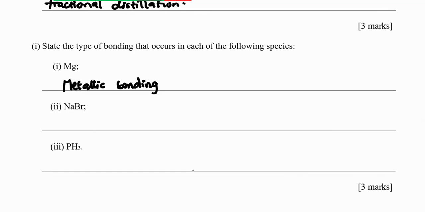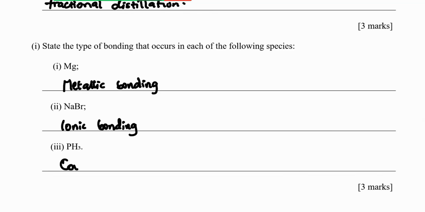Now the next is sodium and bromine, sodium bromide. Sodium is a very positive atom and bromine is very negative. So bonding between a positively charged atom and a negatively charged atom is going to give us ionic bonding. So that is what ionic is all about, between positive and negative atoms. And the next is between phosphorus and hydrogen.